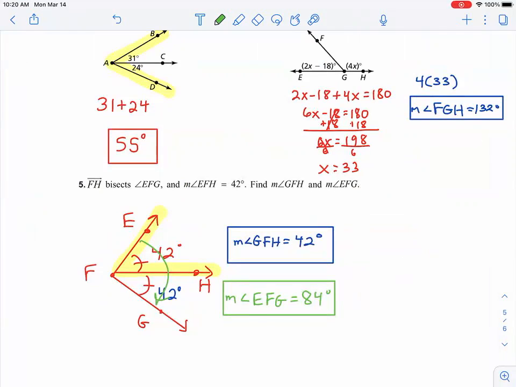So the hard part about number 5 was being able to draw our own picture, right? So just make sure that you're really careful about putting the points in the right spot and labeling it correctly. All right, any questions on that stuff?